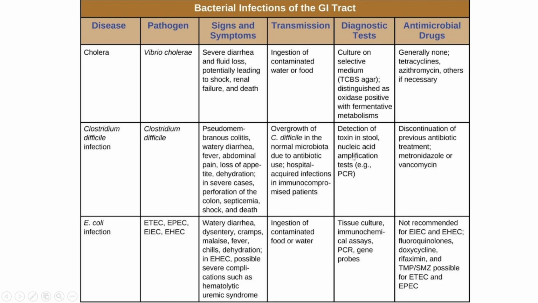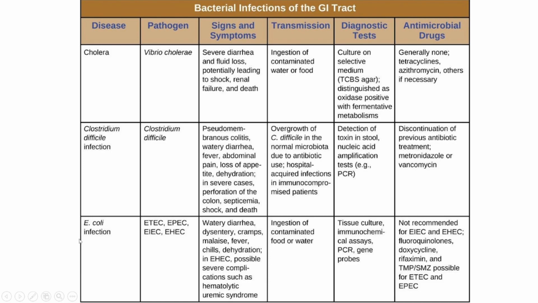Detection of toxin in stool, nucleic acid amplification test and PCR. Actually, these are nucleic acid amplification, PCR, ELISA. These are those tests which are relevant to molecular biology. So we can use these tests in order to detect the pathogen and get more precise and effective results in a very short period of time also. And then the antimicrobial drugs which are going to be used in order to treat this infection are discontinuance of previous antibiotic treatment and vancomycin.